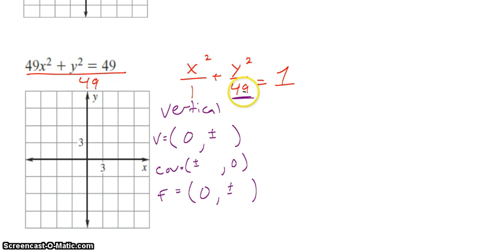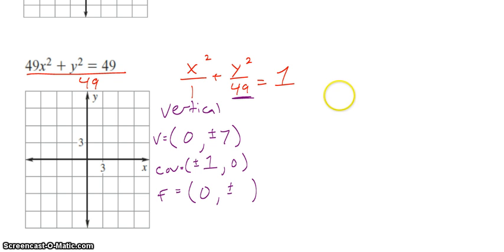So, a squared is 49. That means a, the square root of 49, is 7. Here my b squared is 1. Square root of 1 is just 1. So if you left it as a regular x squared and you didn't have the x squared over 1, just realize that x squared over 1 is the same thing as x squared.